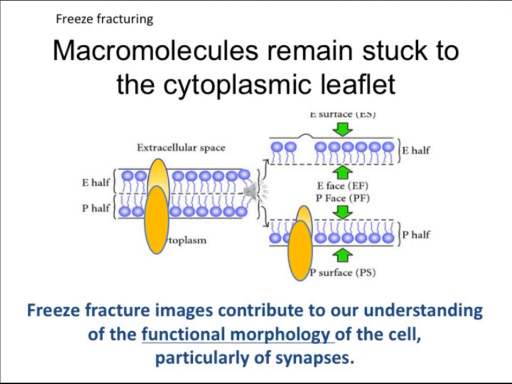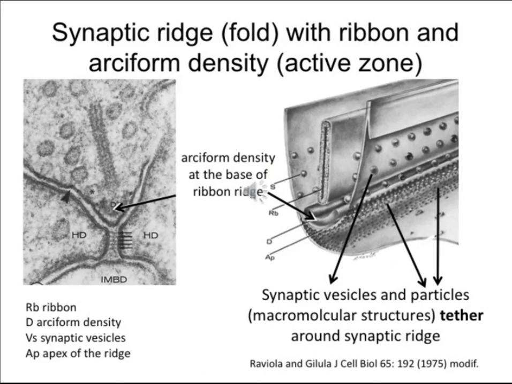Membrane macromolecules and other particles preferentially remain stuck to the cytoplasmic leaflet and not to the external leaflet. With this technique, the distribution and arrangement of membrane vesicles and particles in specific physiological states can be studied. Freeze fracturing is thus a method for studying the functional morphology of a cell. In the 1970s, Raviola and Gilula exploited the ribbon synapse by using this technique.